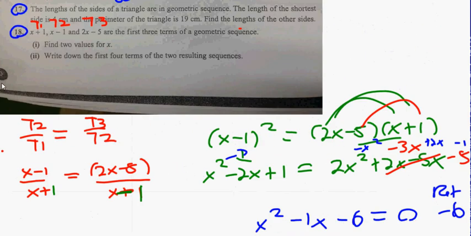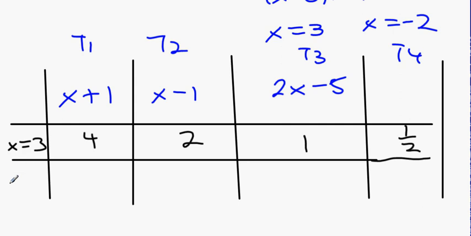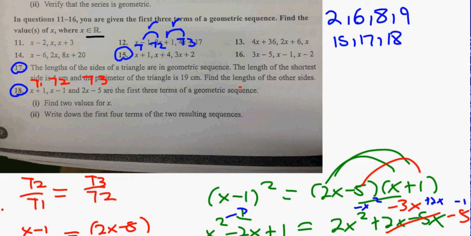Okay, and then next one is when x is minus 2, which gives me minus 1, minus 3, and then we have minus 9, so we're getting multiplied by 3 each time. Next one after that will be minus 27. Okay guys, so that's our questions on exercise 4.9.